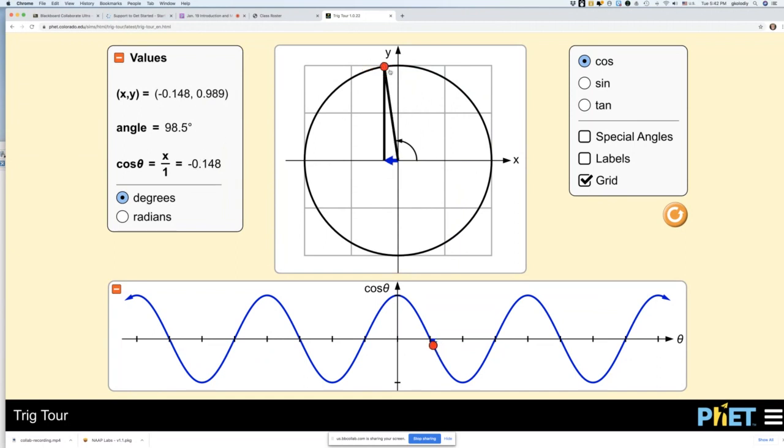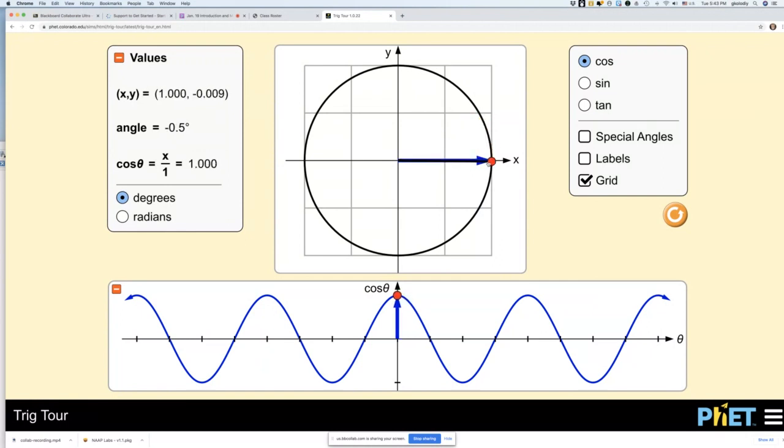One of the things that you'll notice is that every point along the circle has x and y coordinates, and for the unit circle, the cosine is in fact equal to the x coordinate. Right now, the x coordinate is 0.899, cosine is 0.899, and this angle is 26 degrees.